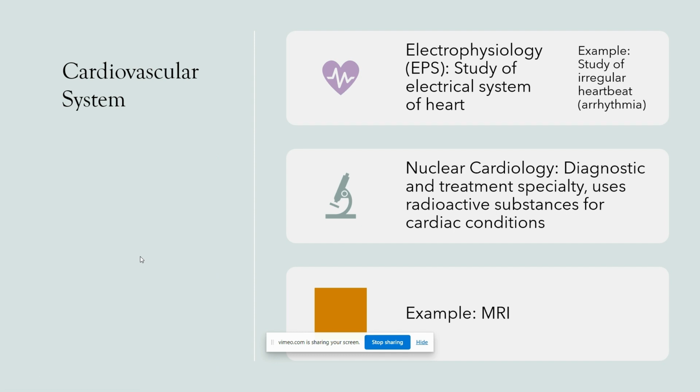Electrophysiology is the study of the electrical system of the heart. An example of a problem with the electrical system is an irregular heartbeat. It's called an arrhythmia, so the study of that is a study of the electrical system. Nuclear cardiology is a diagnostic and treatment specialty. It uses radioactive substances for cardiac conditions. An MRI is an example of nuclear cardiology.